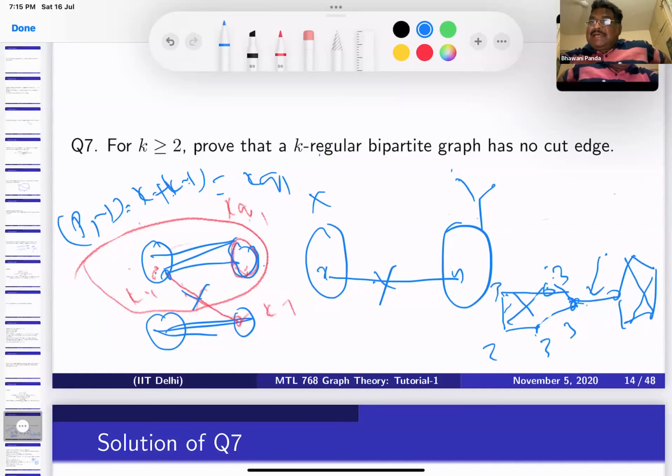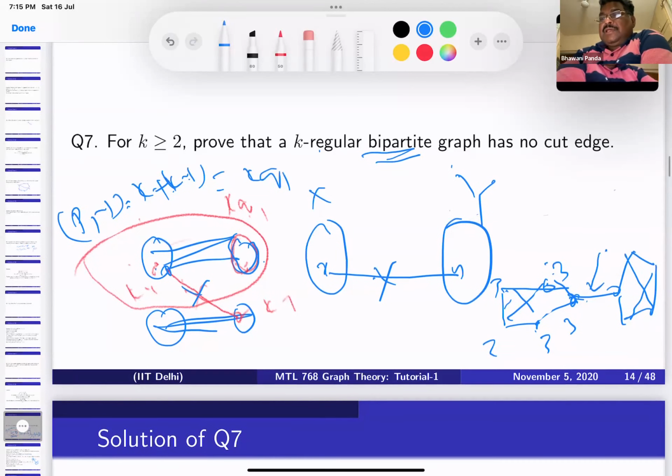But it is a bipartite graph, k-regular. This bipartite is important because then only you can have an equal number of edges going from one part to the other part. You can argue, but this will not be extended to other graphs, right? This is a counter example. A 3-regular graph can have a cottage. Is this clear?